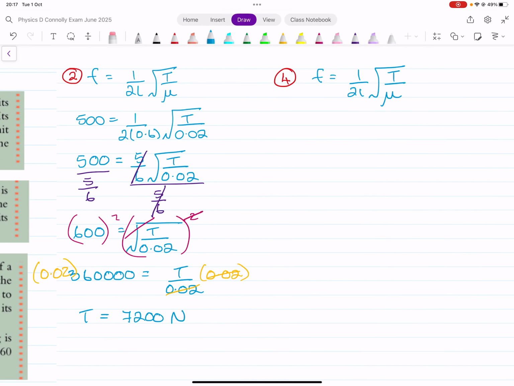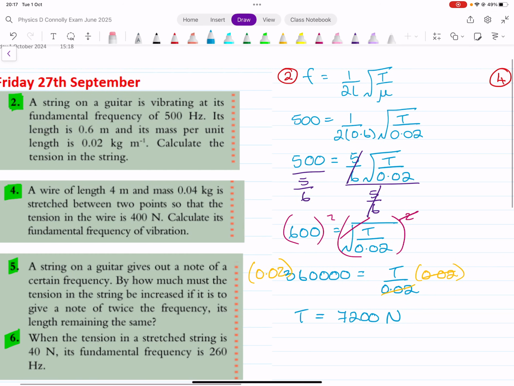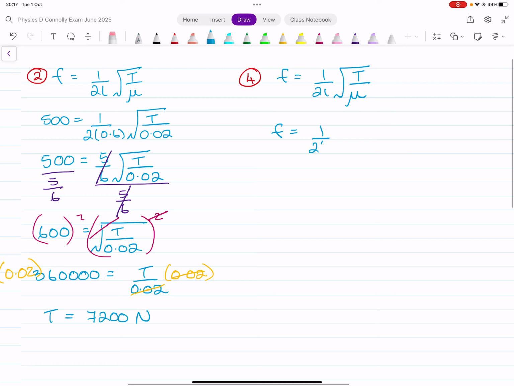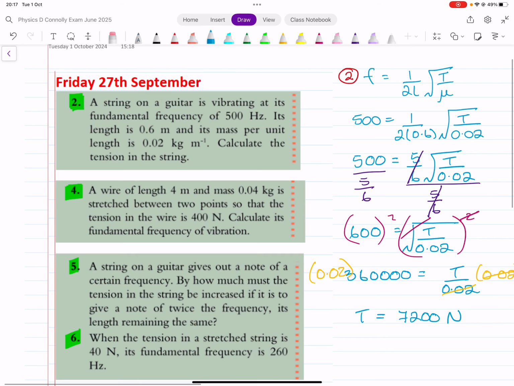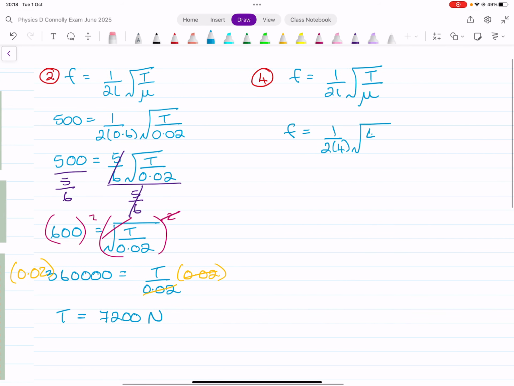Okay, so I just wrote down the formula there. We don't know the frequency in this one, but we do know the length. The length is 4, so we can do 2 times 4. And the square root of T, the tension, we know is 400.